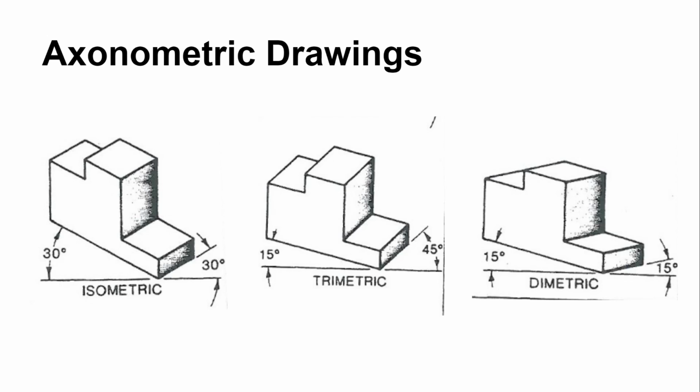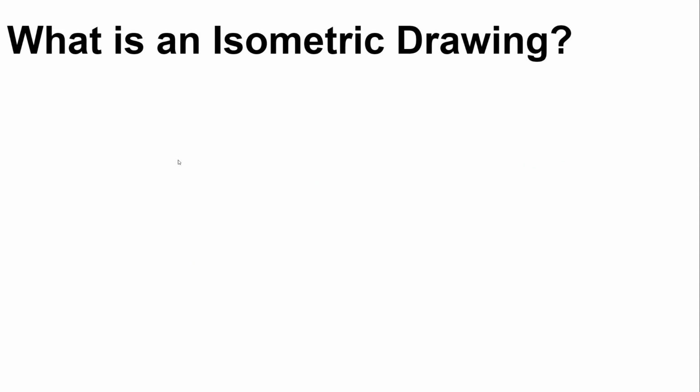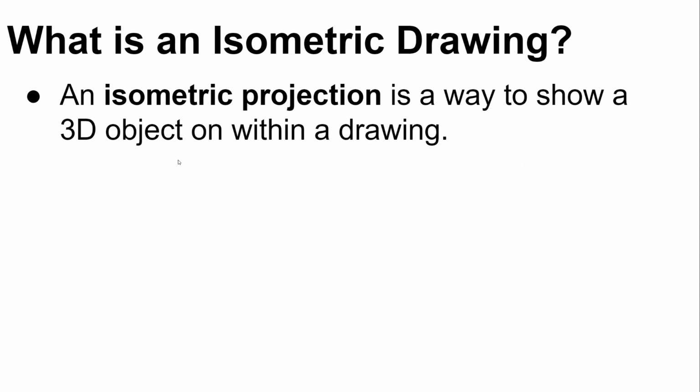When we were making our orthographic practices, we were actually looking at isometrics of those blocks and then breaking them down into orthographics. What we're going to do in the practices for this lesson is look at orthographics and break them down, or bring them up, into isometrics. So an isometric is a way to show 3D objects.